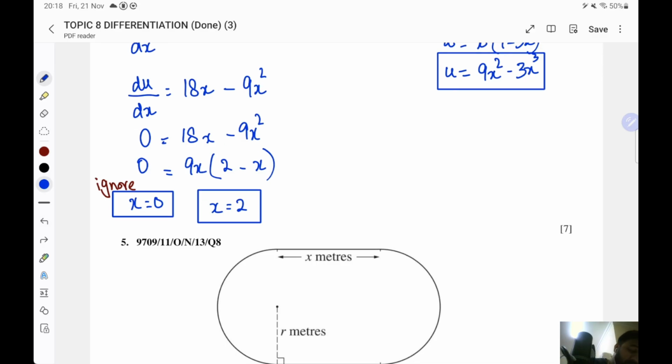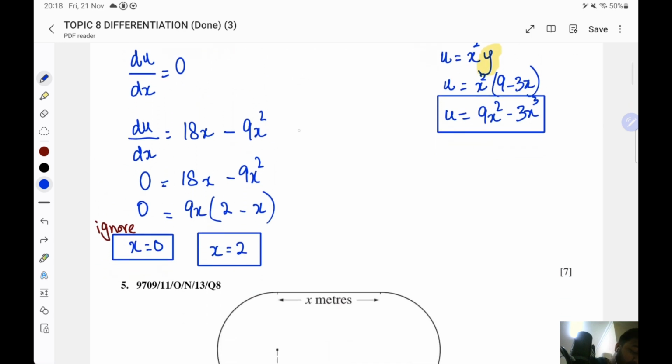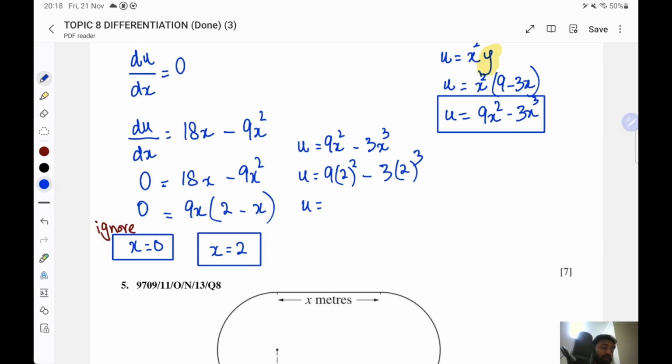So where the value of x is 2, we need to find the stationary value of u. And we know that u is equal to 9x square minus 3x cube. So substitute the value of x as 2. So u will be 9 times 4, 36, minus 3 times 8 is 24, the answer is 12. So this is the stationary value of u.